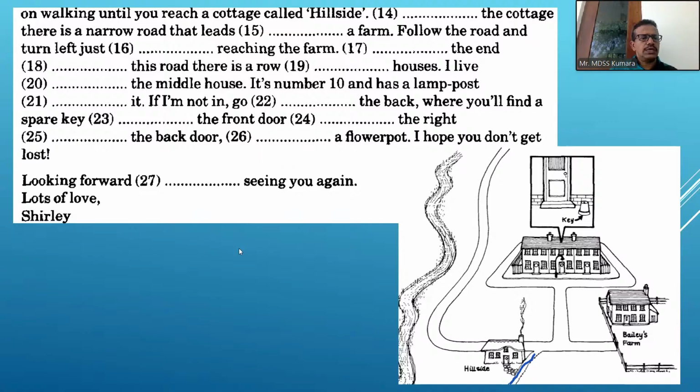This is actually an enlarged picture. So road means this one. Narrow road means this one. Okay, there can be several options. The answer given in the particular book is actually behind.